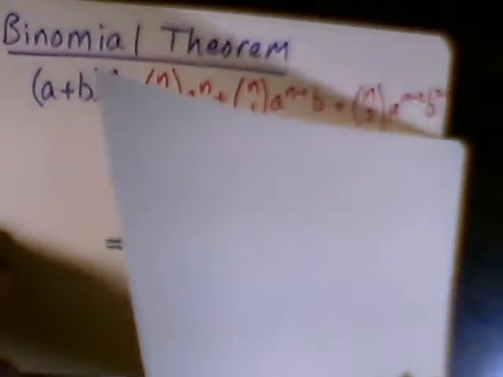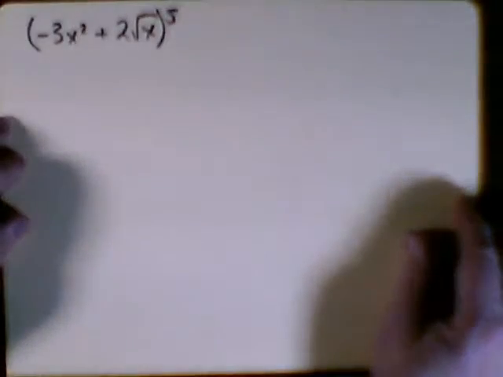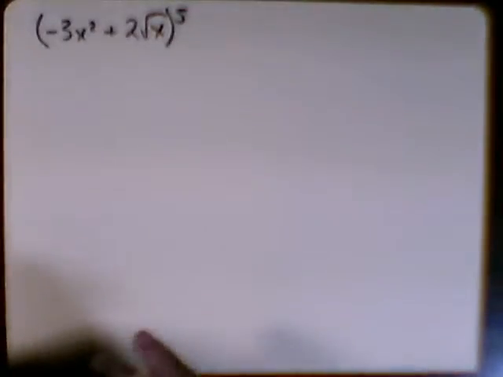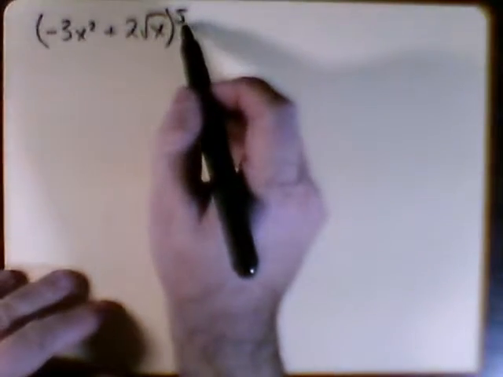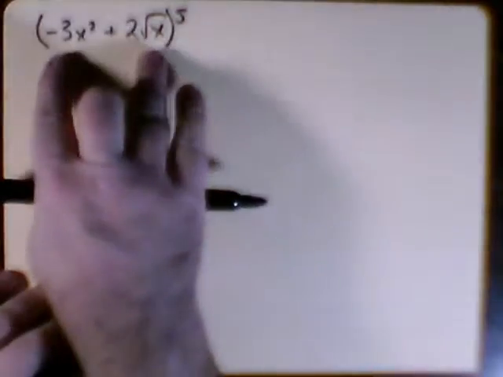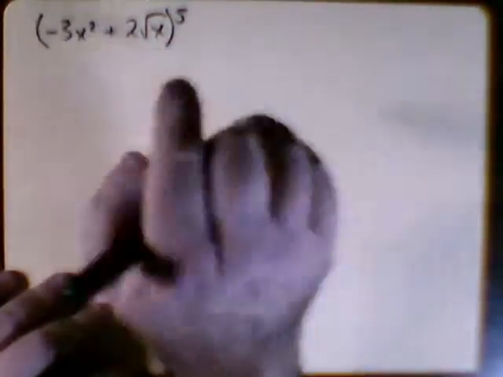So now, let's work on a problem involving the binomial theorem. And that shall be this kind of problem, if we can allow the camera to get used to the light here. I have no idea why it did that. So, 3x squared plus 2 root x to the power 5. Okay, big scary binomial. That is a binomial there.